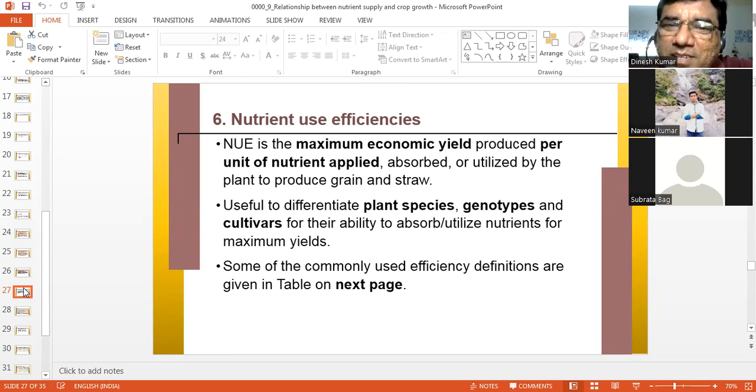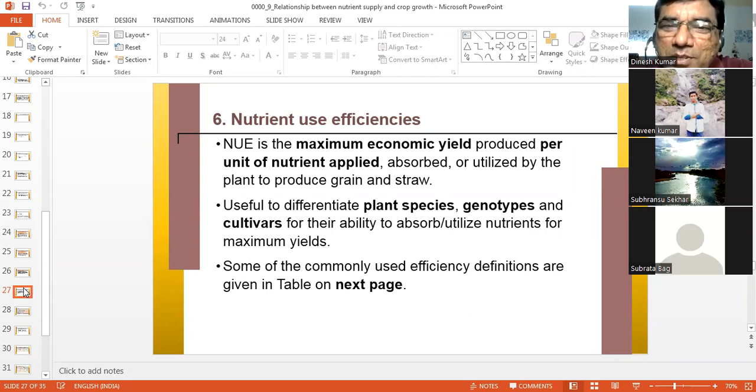Is it correct or not? This nutrient use efficiency, can we consider it as the relationship between nutrient supply and plant growth? Am I doing it in the right direction or wrong direction? Yes, sir. Right, sir.